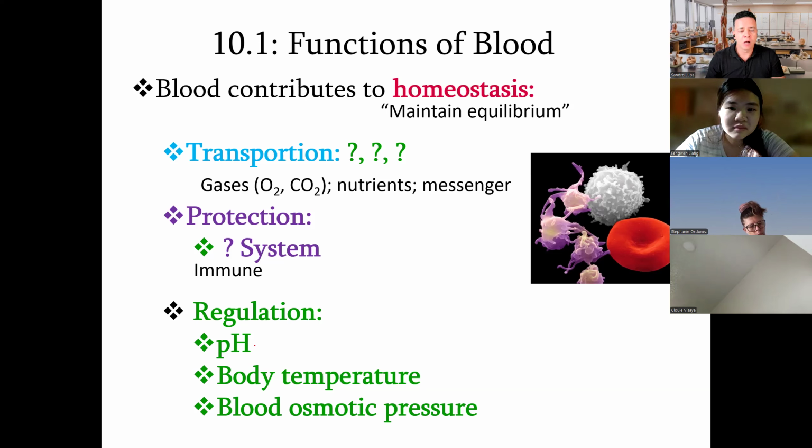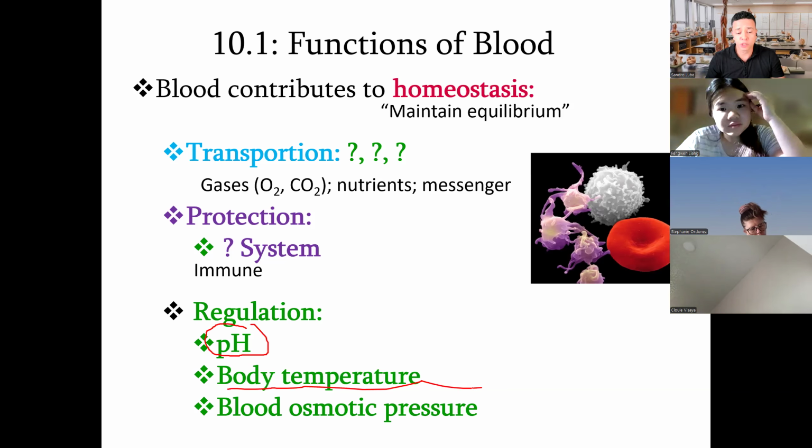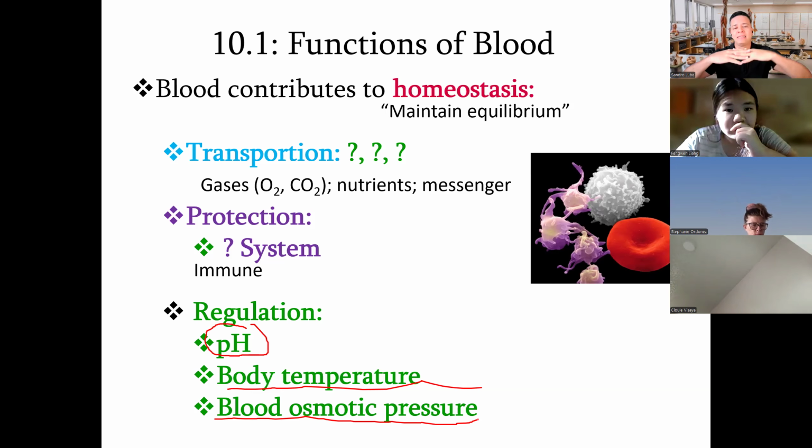And our blood helps with the regulation of the pH of our body. It helps with the regulation of our body temperature, and it helps with the regulation of blood osmotic pressure, maintaining the right concentration of solutes in the blood to make sure that the cells within the blood are able to survive and thrive. We don't want a hypertonic environment in our blood. We don't want a hypotonic environment. Our blood needs to be isotonic.